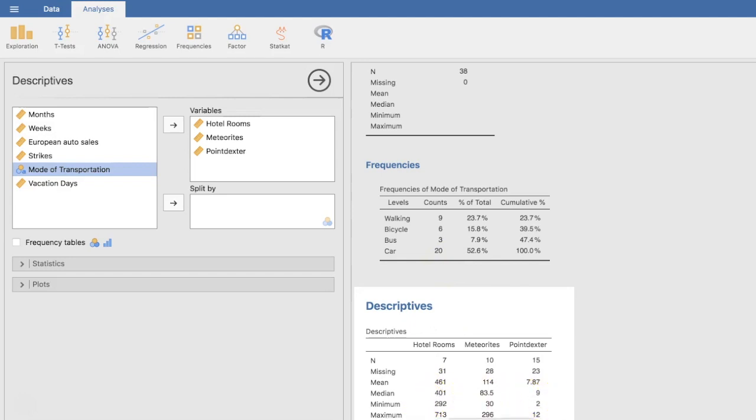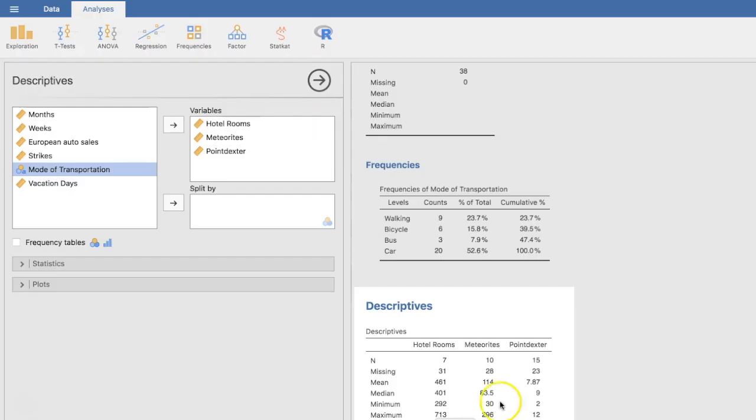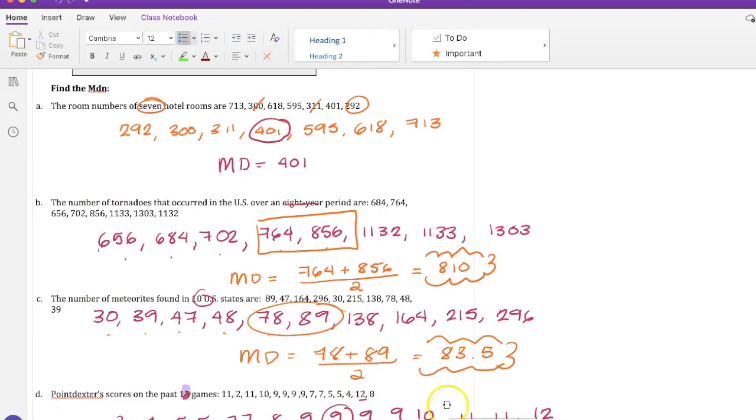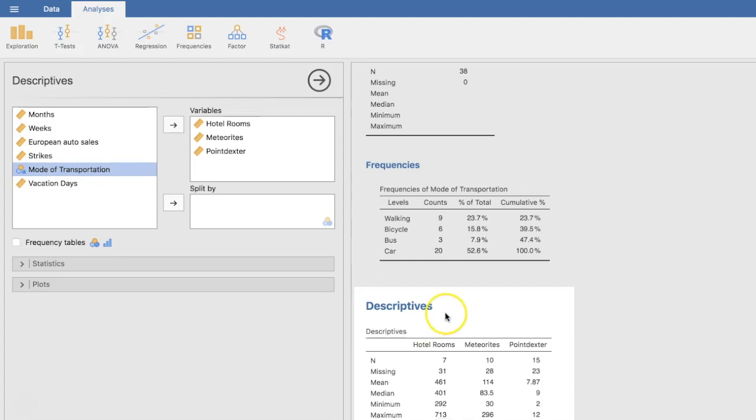Let me double check with our notes. The median for hotel rooms was 409. The median for meteorites was 83.5. And the median for Poindexter was 9, and I'm pretty sure that's what it was. Boom. Perfect. With this same data set, notice it's giving me the minimum and the maximum. If I wanted to, I could calculate the range.